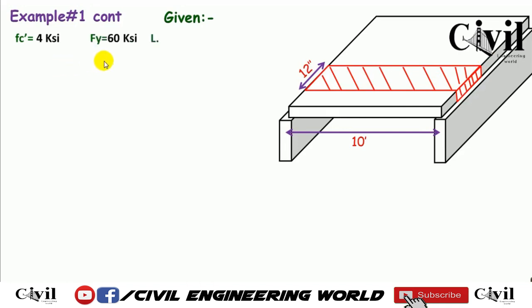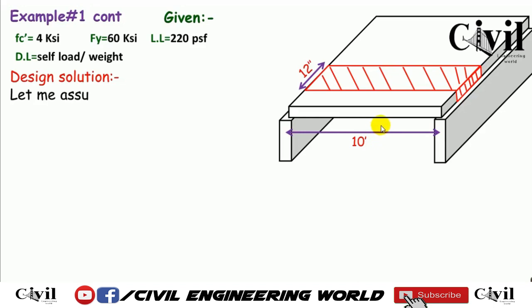f'c is equal to 4 ksi, fy is equal to 60 ksi, and live load is equal to 220 psf. The dead load is the same as the self load or self weight. So we have to design it. Let's assume that d, which is the depth from the center of the steel to the upper surface of the slab, is equal to h minus 1. h is the total height of the slab, which is to be assumed. So d, small d, is also called the critical depth.